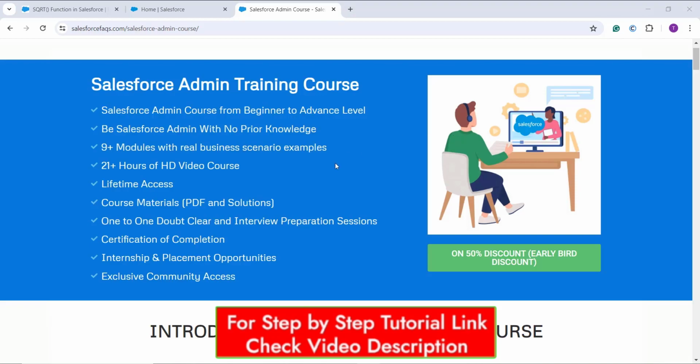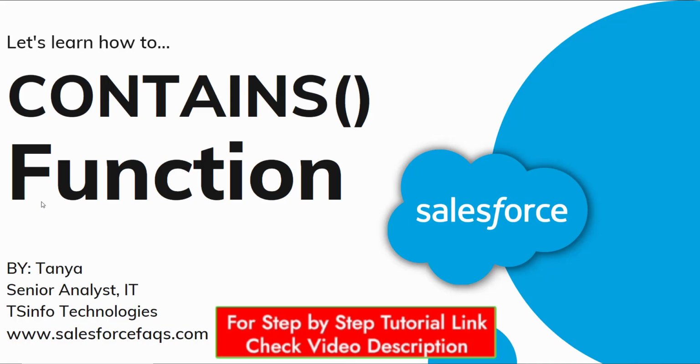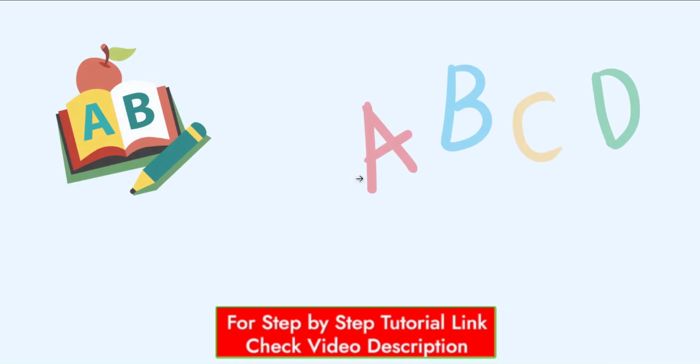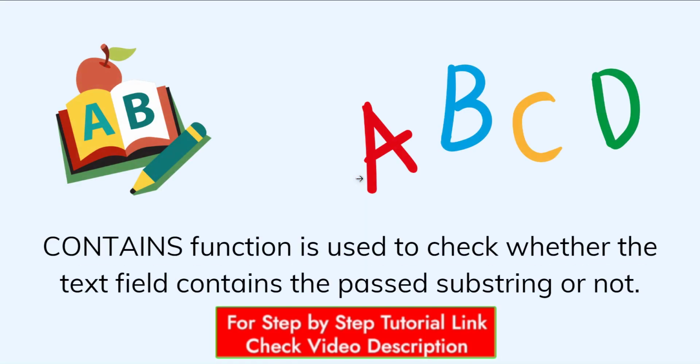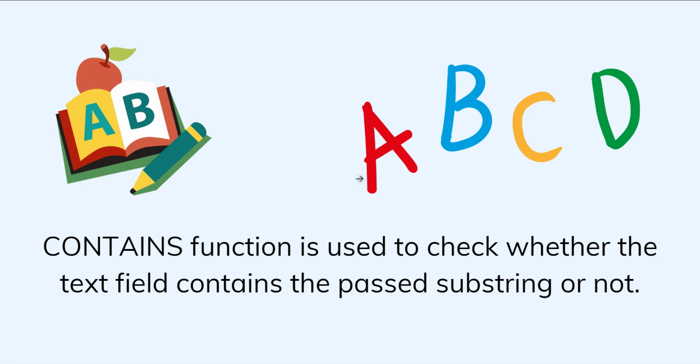So now let's move back to our today's topic. In today's video, we are going to learn about the contains function. Let's first understand what we mean by the contains function in Salesforce. The contains function is one of the text functions of Salesforce. It is used to check whether the text field contains a specified substring or not. In addition to this, this function is case sensitive, which means it knows the difference between uppercase and lowercase characters. So let's proceed and see its syntax.